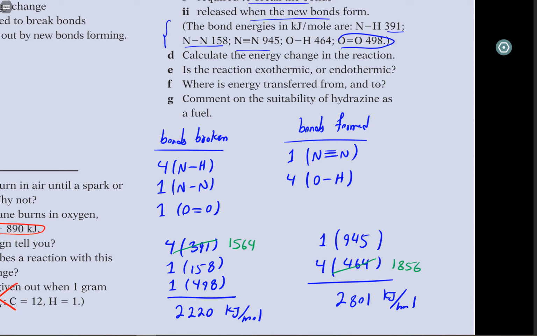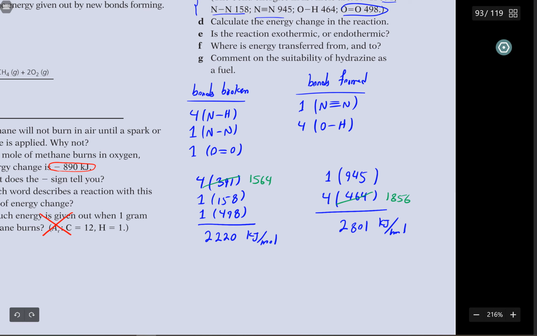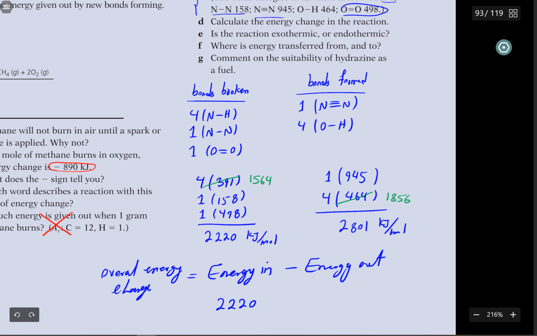Part D of this question says calculate the energy change in the reaction. So if we want to find the overall energy change, it equals energy in for breaking the bonds minus energy out in forming the bonds. The energy in is 2220, energy out is 2801. So it would be negative 581 kilojoule per mole of hydrazine.